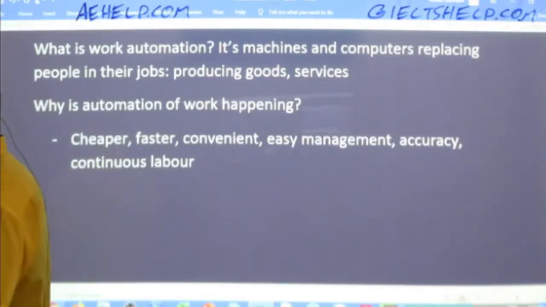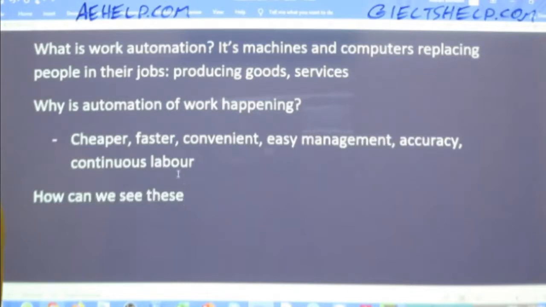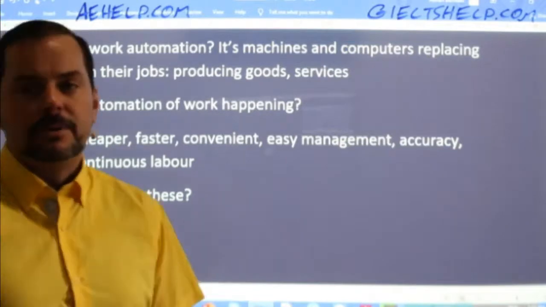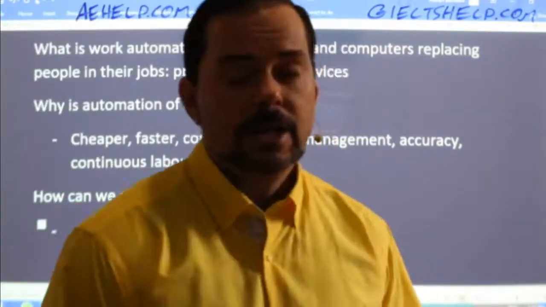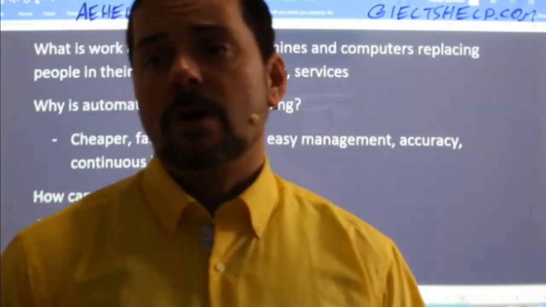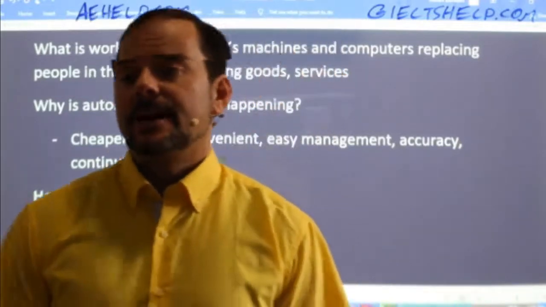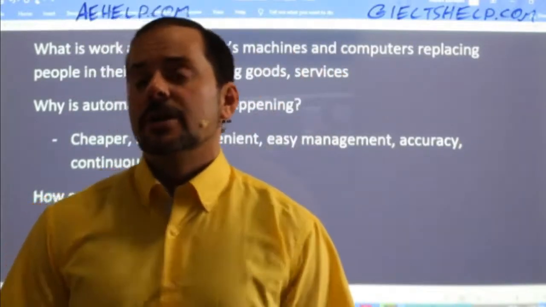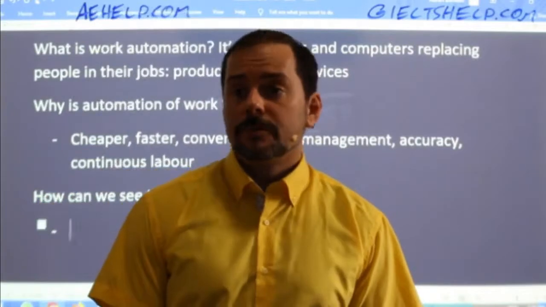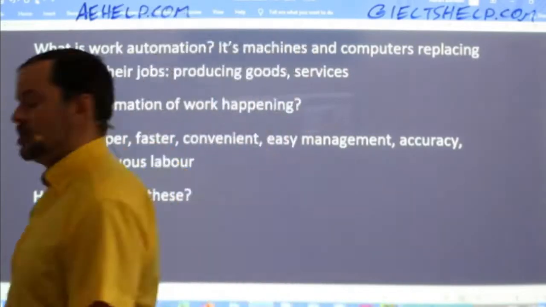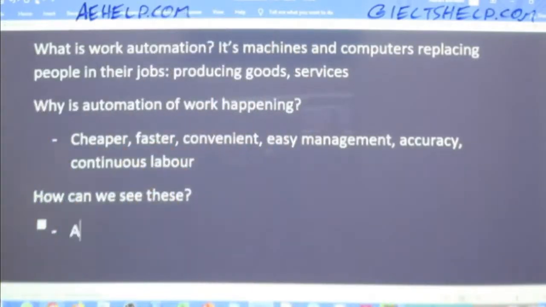So, can you give me some examples? So, how can we see these? How can we see this cheaper, faster, convenient? You might as well think of a couple examples before you start writing, because perhaps you will think of one that you can use in your essay for both of your paragraphs, right? Chabi, very good. Chabi says ATMs.